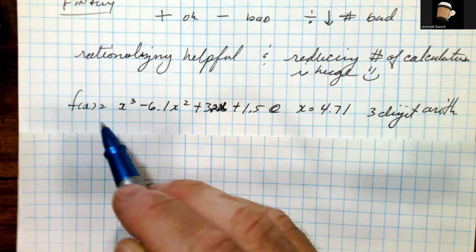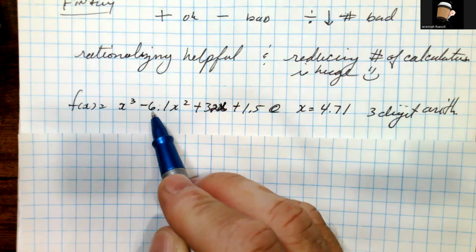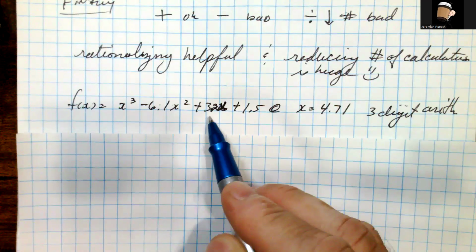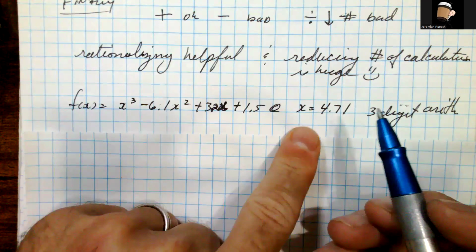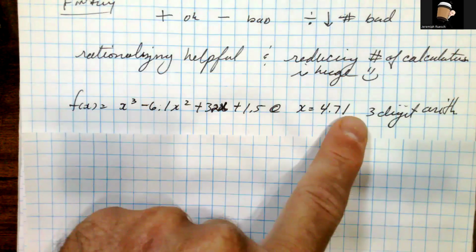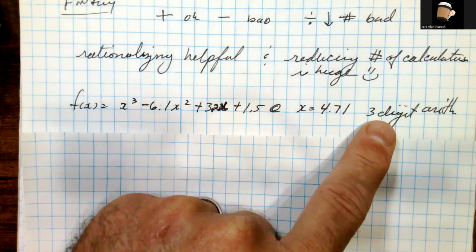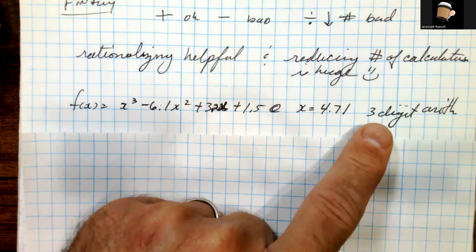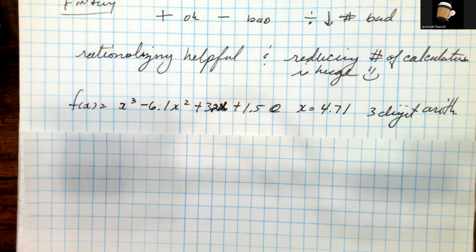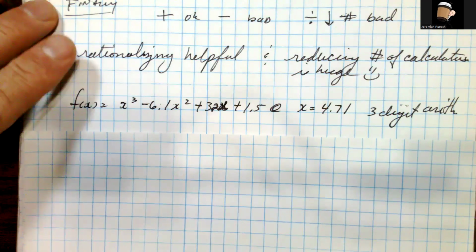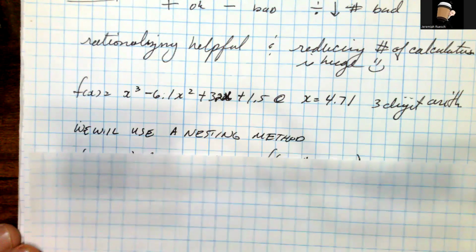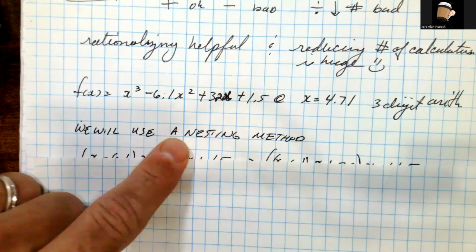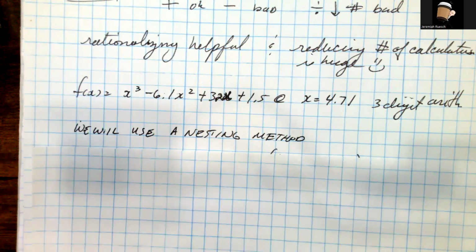We saw that f of x is equal to x cubed minus 6.1x squared plus 3.2x plus 1.5. And we want to evaluate at the point x equals 4.71 using three-digit arithmetic. So we're going to compare here both for rounding and for chopping. I think the comparison is very helpful to illuminate some of the differences that occur and how errors can propagate. So we will use a nested method to do this.